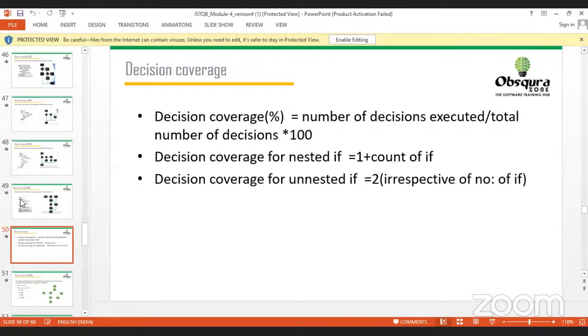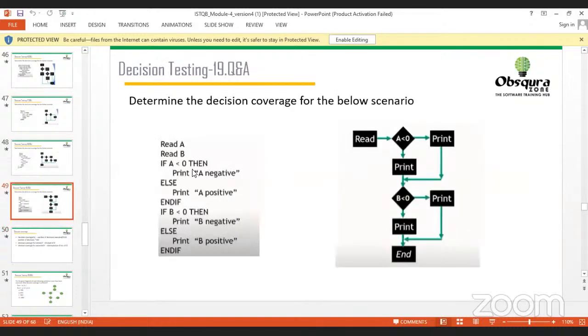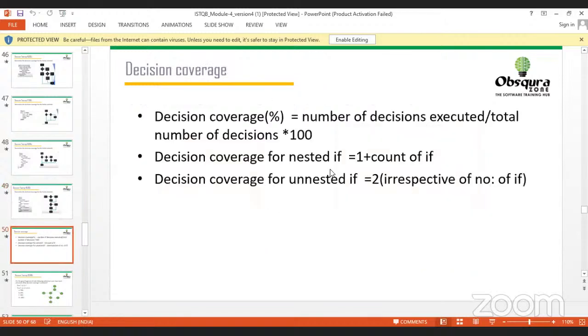Okay. Unnested if we can see here. So this is the unnested if case. So it is always 2. Irrespective of count of if, it is always 2. Is it clear? Shortcut is clear, right? Okay. Thank you, Namita, Kartika, for confirming. Now, next question.